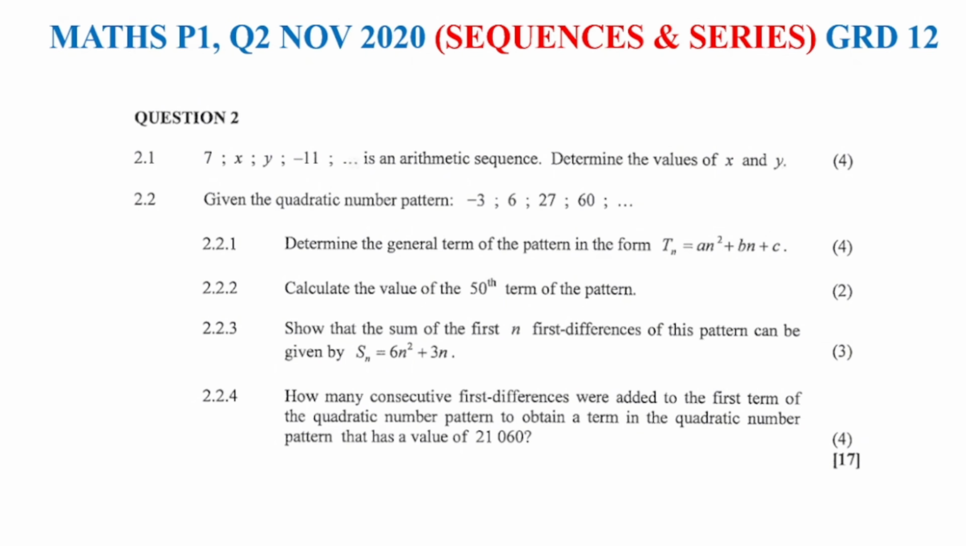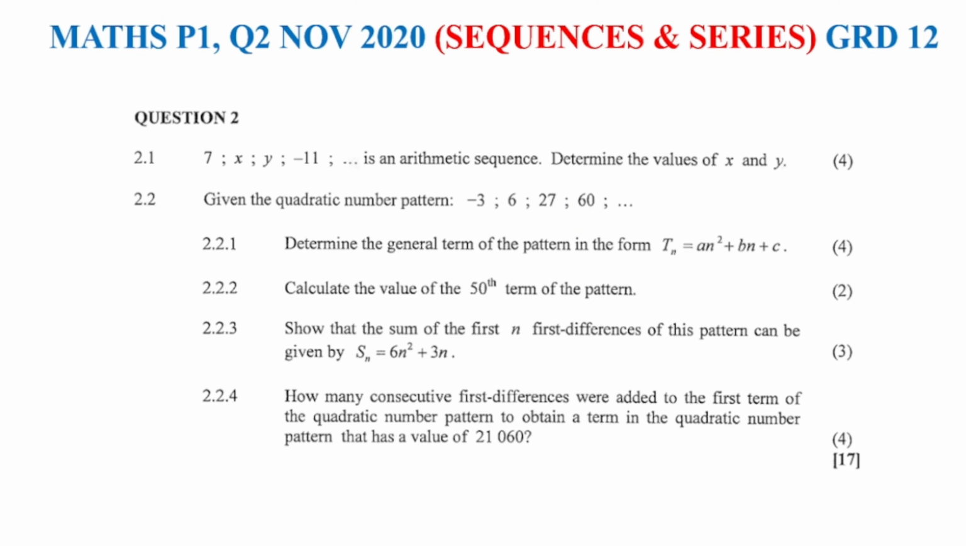2.1 is given by 7, x, y, and minus 11. They told us it's an arithmetic sequence. We need to determine x and y, and they also give us a quadratic number pattern, and we have to answer 4 questions thereof, and then also do the sum on the last 2 questions. Let me break it down and separate this question, but the total marks on this question is 17. So we are estimating that we would spend 17 minutes also.